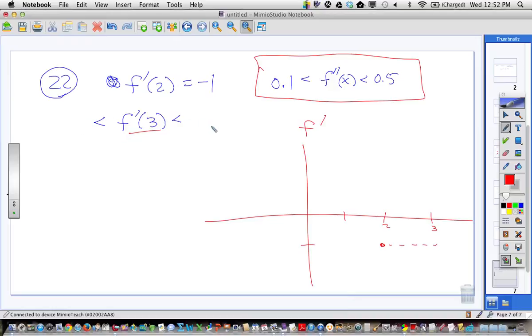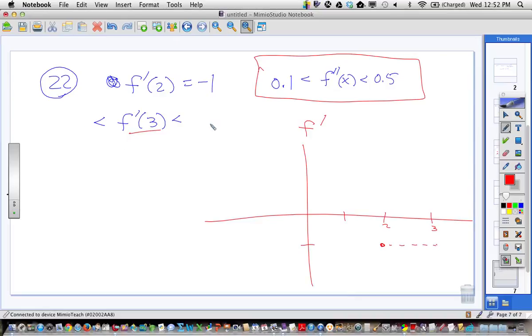Now, they give me some other stuff. They say f prime and f double prime are continuous. That just means they're nice and smooth. Nothing weird happens. They tell me that x is between 2 and 4. That just means for all this information, it's true in between 2 and 4, which is where I'm working right now. So most of that stuff doesn't really matter.